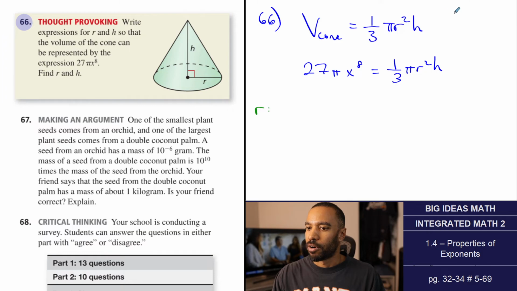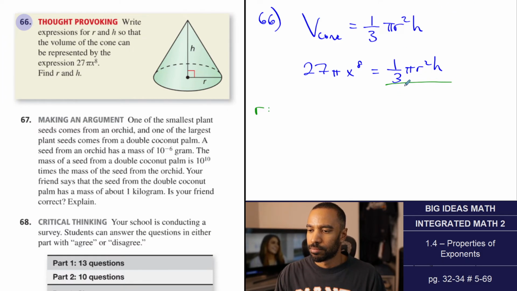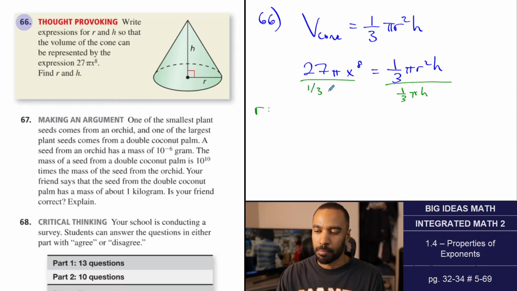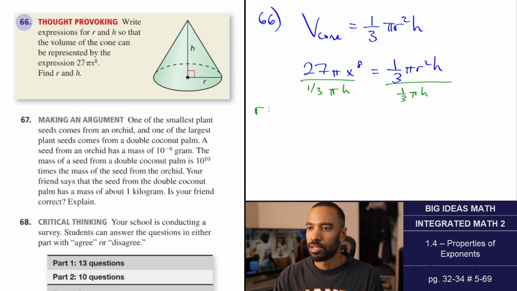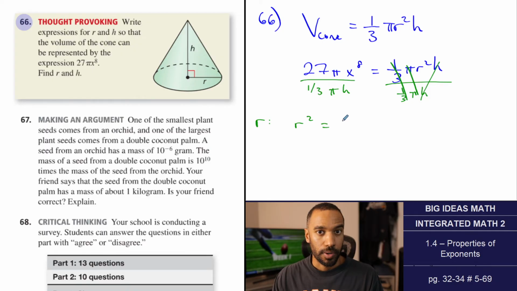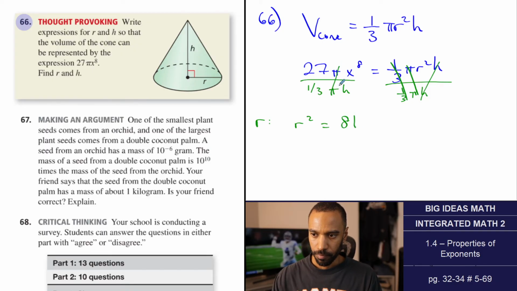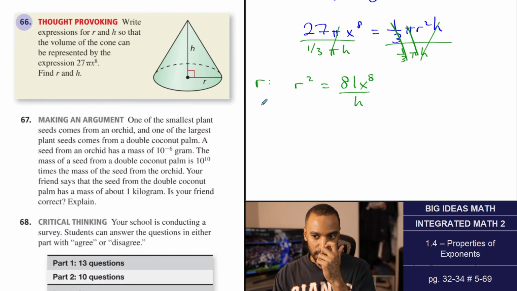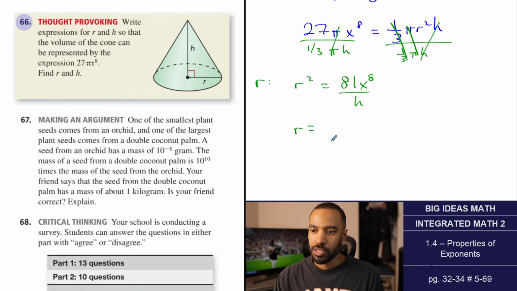To solve for r, we have to divide both sides by 1/3 pi times h. Dividing by 1/3 is also multiplying by 3. Keep that in mind. Now we're going to have r squared equals 27 divided by 1/3, which is 27 times 3, which is 81. Pi over pi, and you have x to the 8th over h. You have to take the square root of both sides, and you get r equals the square root of 81 x to the 8th over h.